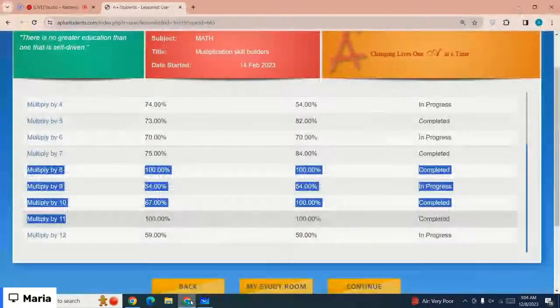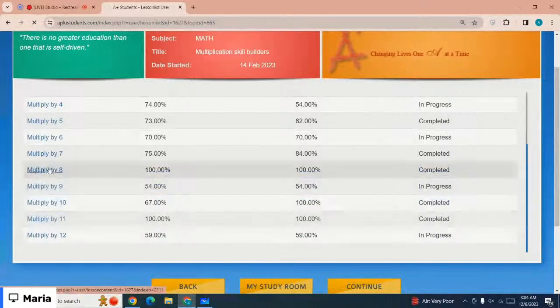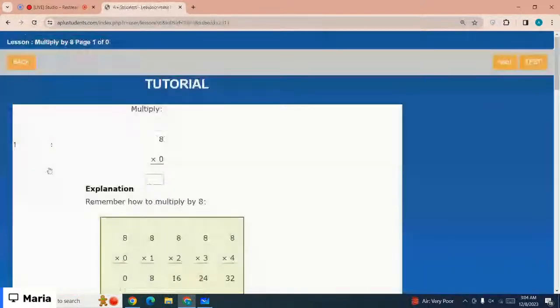Here I am on grade 3 math. So let's just start with the chapter multiplication skill builders. We're going to start with the lesson multiply by 8. So we are already working on the chapter multiplication skill. So we already know how to multiply. So today we're going to learn how to multiply by 8, right?